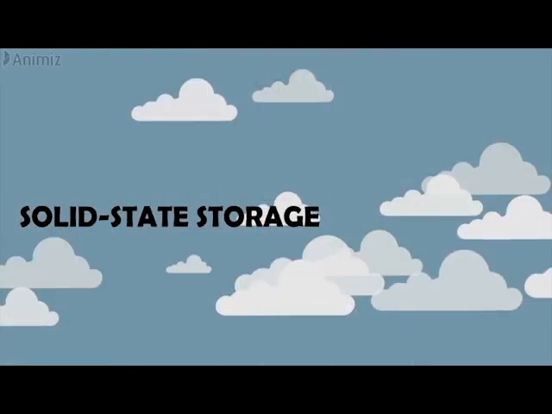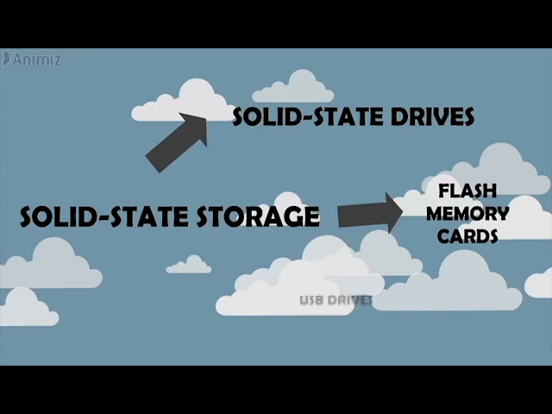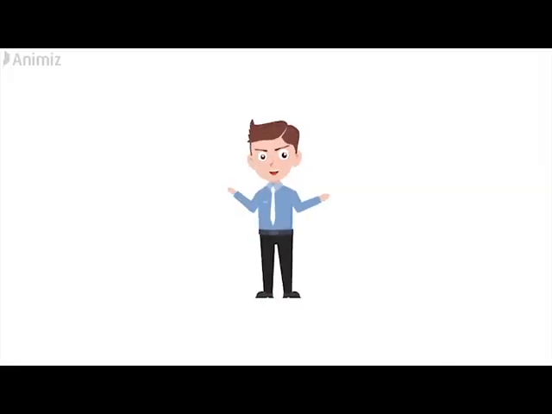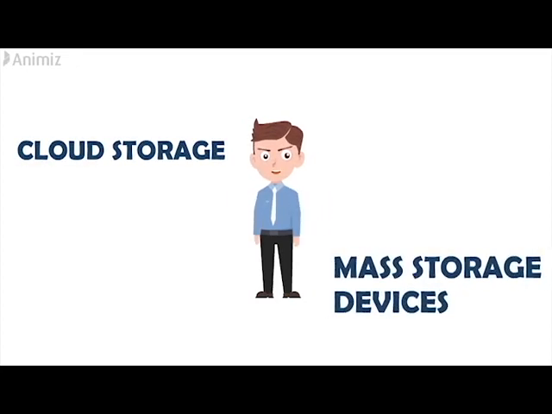There are three examples of solid-state storage. First is solid-state drives, which are faster and more durable than hard disks. And then is flash memory cards, which are widely used in laptops, smartphones, and GPS navigation systems. And next is USB drives, which connect to a USB port, and normally their capacity is from 1 GB to 256 GB.